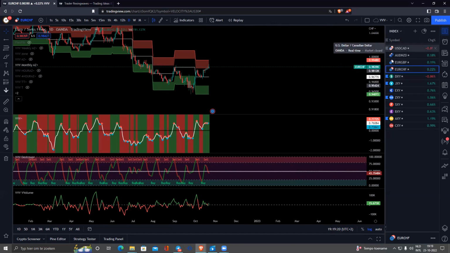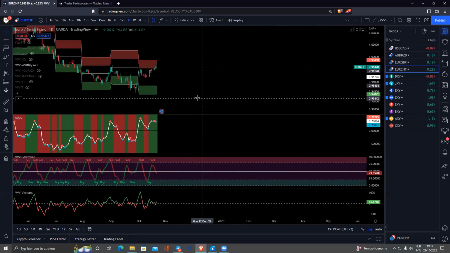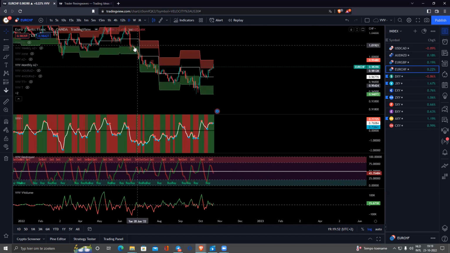So the conclusion of the regional pairs is we are looking for a stronger CAD, a stronger Audi, a stronger Euro, and a stronger CHF, which means we got weaker USD, NZD, GPB, and in some cases Euro. But we are going to the next of the indexes and see what's happening there also.